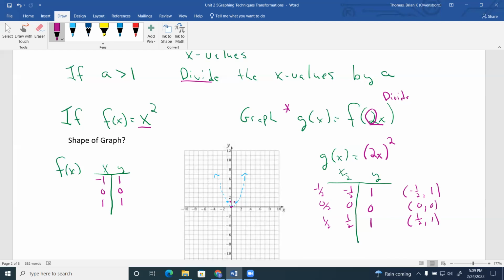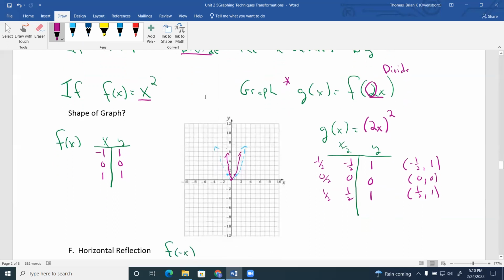So the graph looks kind of like that. Notice how this graph is much tighter with respect to the y-axis. So it's kind of been horizontally compressed, pushed closer. So you could say it's horizontally compressed, but you can also say it's been vertically stretched. It's narrow, depending which way you want to look at it. But since we're affecting the x's, we're really referring to more of a horizontal compression because of that.